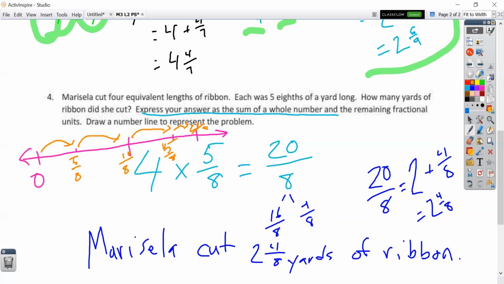To me, the number line is not the most important part of this word problem. It's all of the blue writing that I did. All right, so go ahead and attack that exit ticket, see what you do, and let me know if you have any questions. Great job.